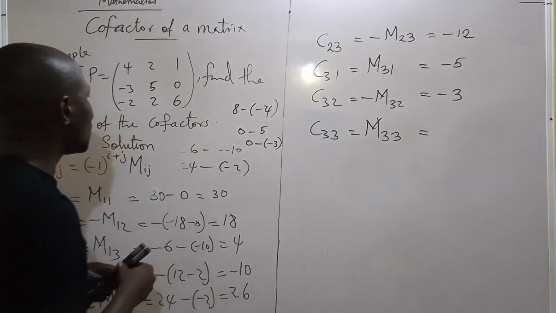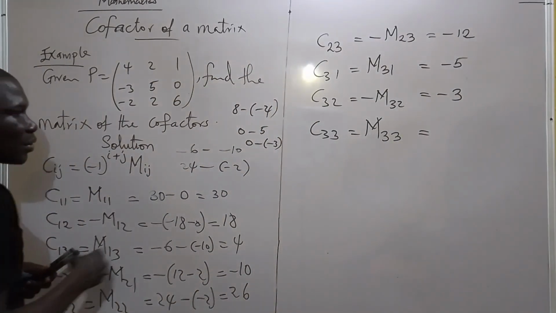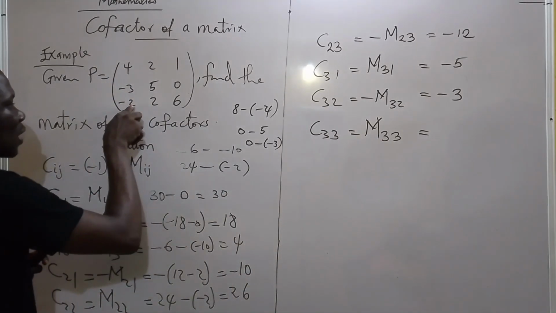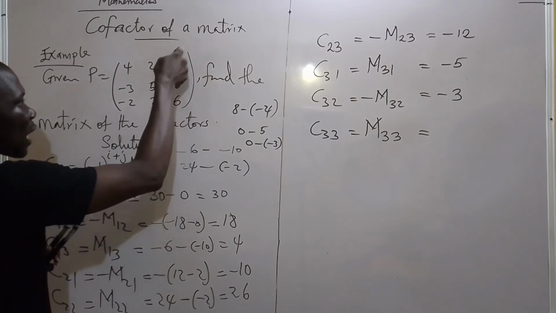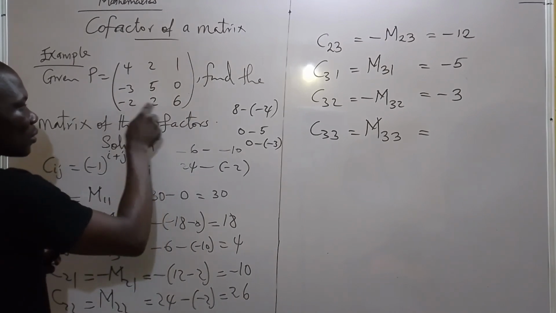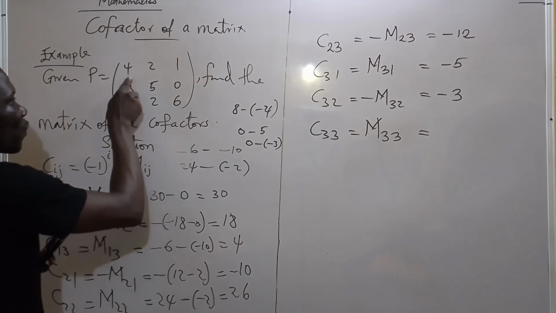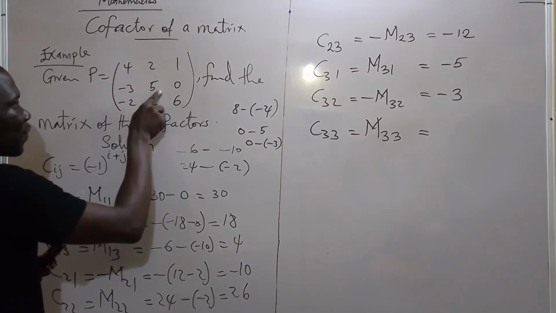And then the last one here is the C33. Corresponding minor is M33. So in this case here, delete third row and third column. Third row, third column. Delete those 2. So we'll be left with 4, 2, minus 3, 5.